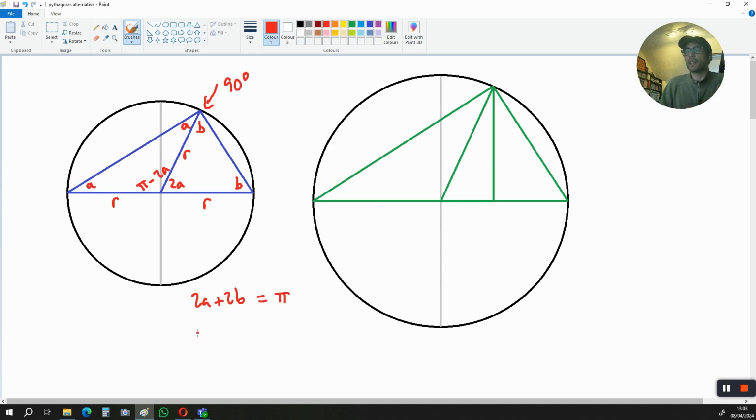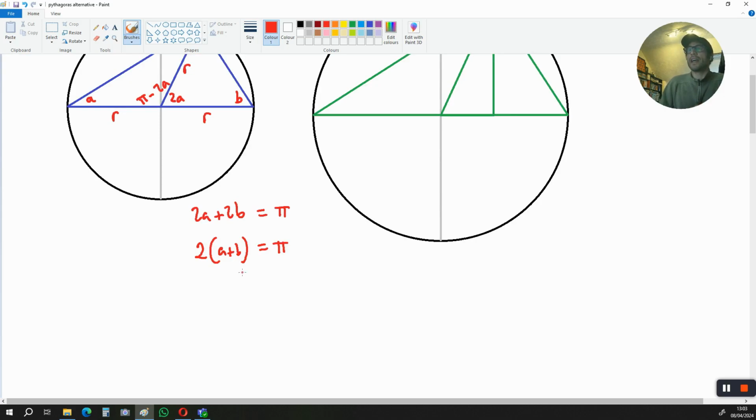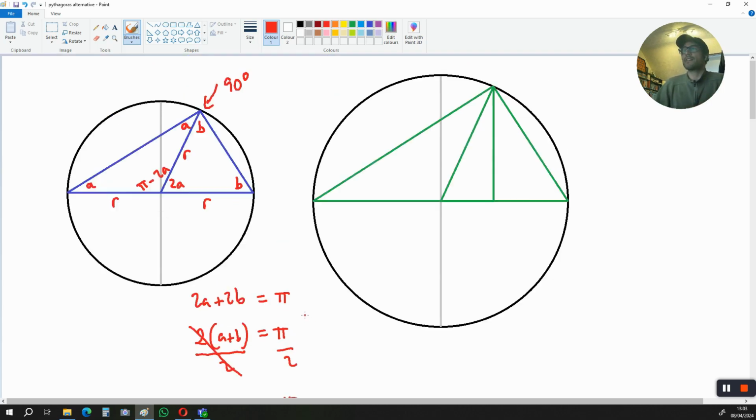But we can factorize this. We can say that's 2 times a plus b is equal to pi radians. And from here we can divide both sides of this equation by 2 like this. So we show that a plus b is pi over 2 radians, which is the same as 90 degrees. So we know that the angle over here, a plus b, is going to be equal to 90 degrees. And if we know this, we can come up with the alternative way to prove Pythagoras' theorem.